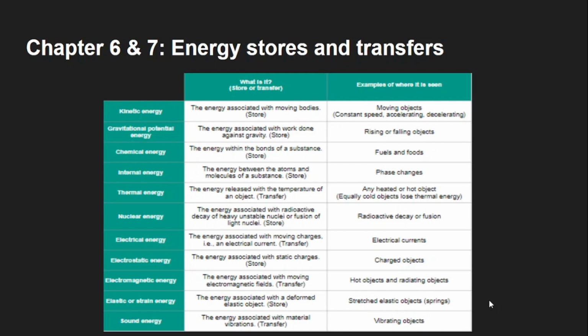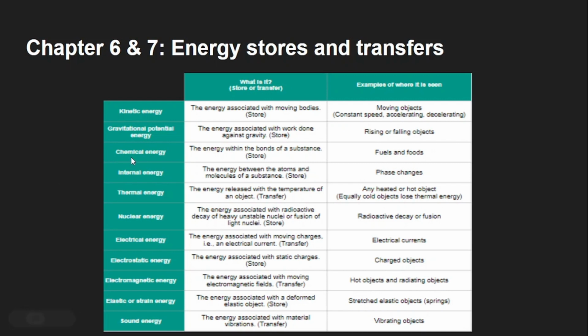So we can see there's a few different types of transfers. Sound energy, electromagnetic energy, electrical energy, thermal energy, all of these are different forms of transfers. You've also got stores like elastic potential energy, gravitational potential energy, internal energy, nuclear energy. So those are stores, essentially.